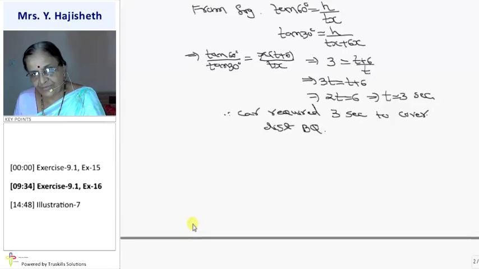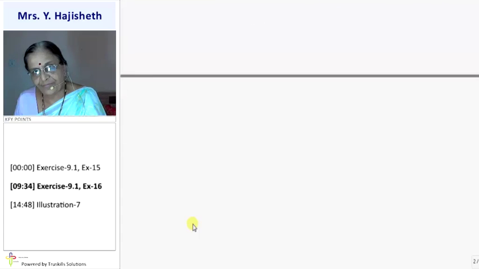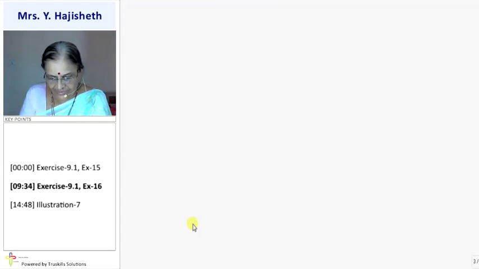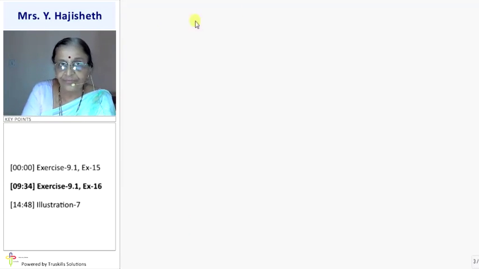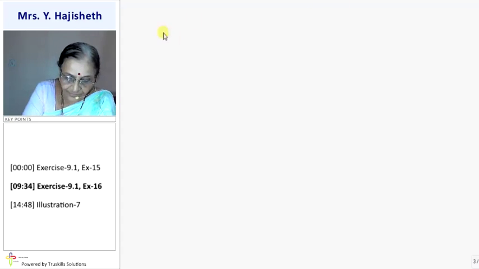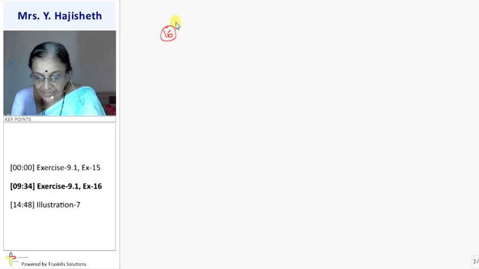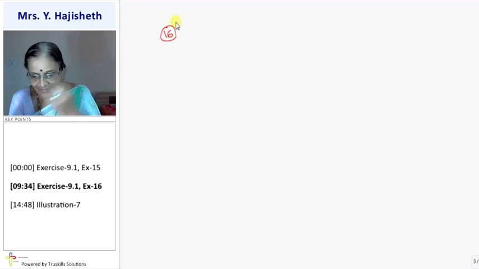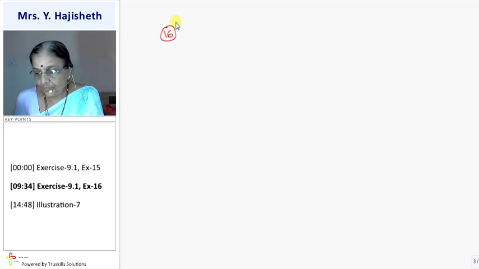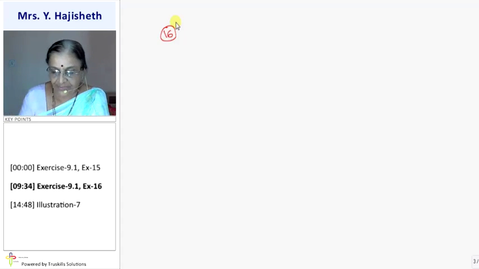Now sum number 16. Last question of your exercise. What is the sum, you know? Sum is the angle of elevation of the top of a tower from 2 points, at a distance 4 meter and 9 meter from the base of the tower and in the same straight line with it are complementary. Prove that the height of the tower is 6 meter. Matlab I should get height of tower must be 6 meter.